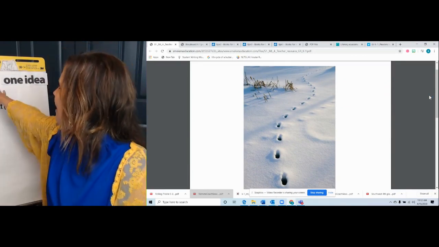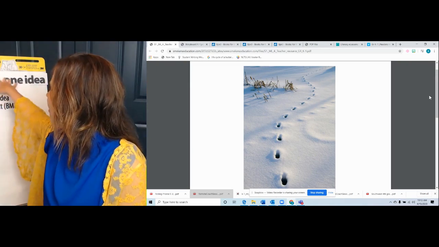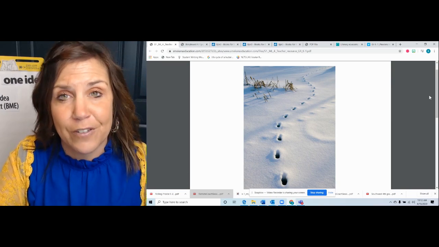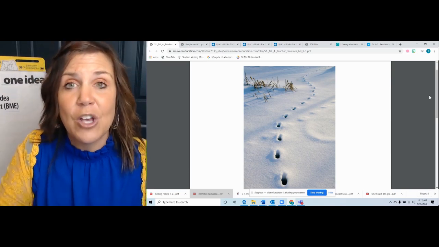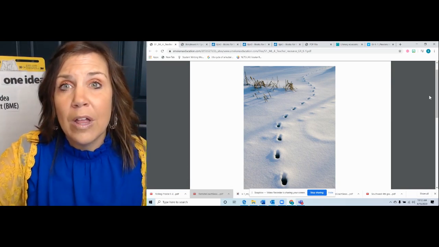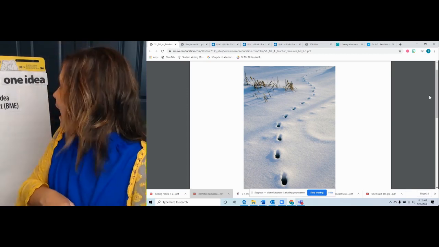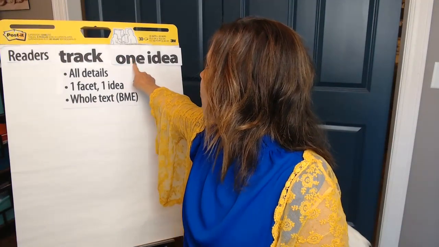And when we're talking about how readers track one idea, we're talking about from the start all the way till you finish it. So it would be the whole length of the book that we're going to look at and track. And we're going to talk about tracking one idea.